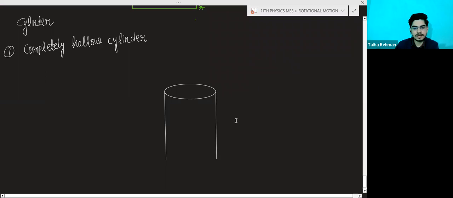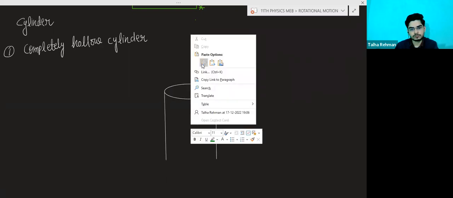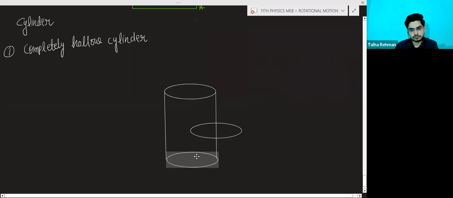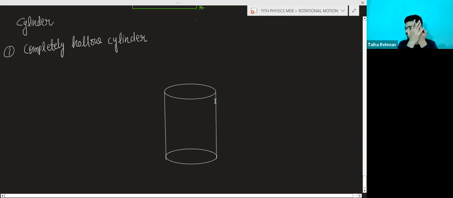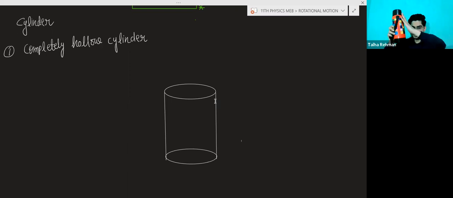So this is a completely hollow cylinder. Just try to imagine it like this. If this is hollow from inside, then the mass, or material, will be on the surface only. Okay, so that is the thing.